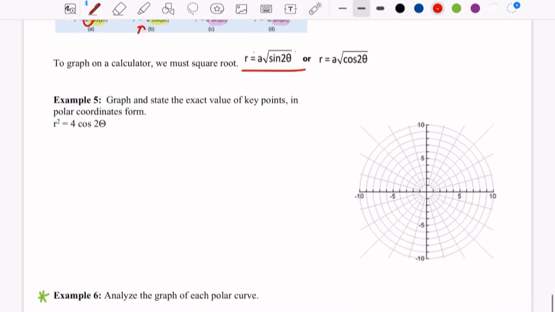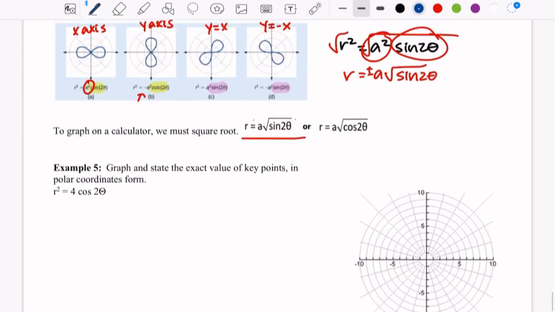So in example 5, we're going to graph and state the exact value of key points of r squared equals 4 cosine 2 theta. We know a couple of different things about it. First of all, a is equal to 4. 4 is equal to 2 squared, so those propellers or loops are going to have a length of 2. 4 is also a positive number, and we're talking about cosine, so our infinity is going to look something like this. It's going to have that x-axis symmetry.